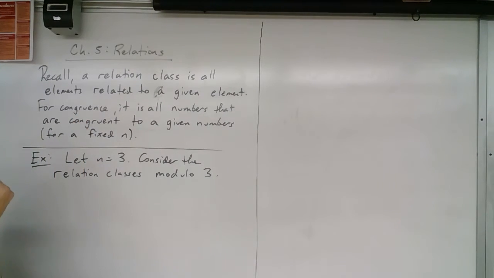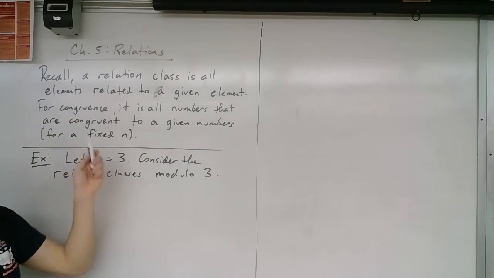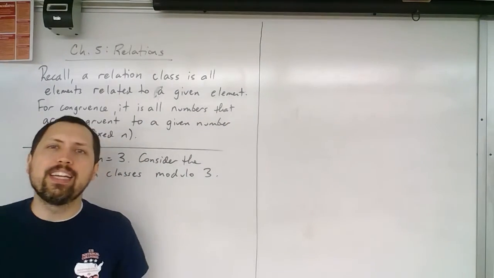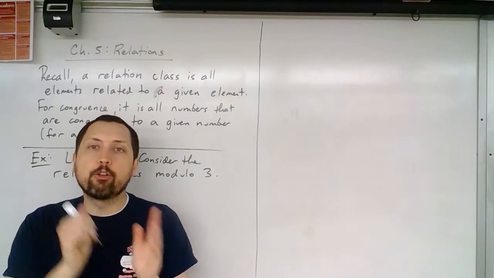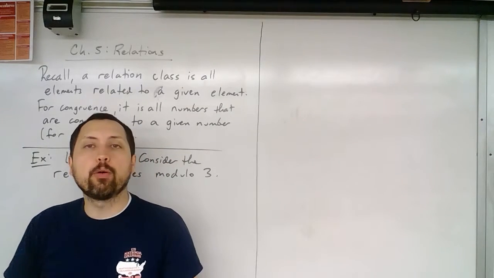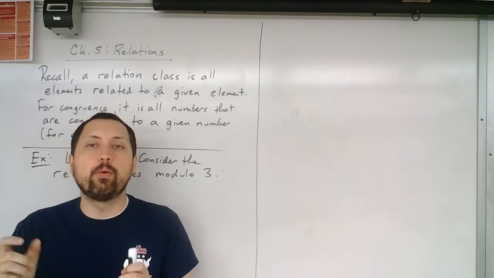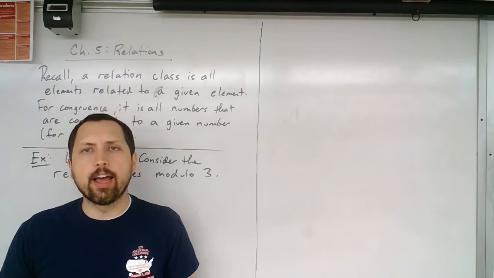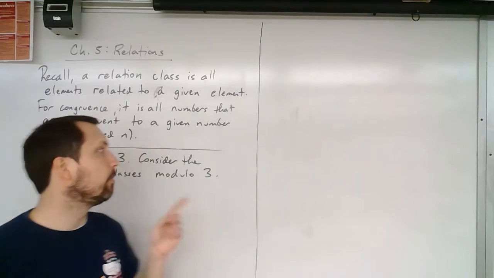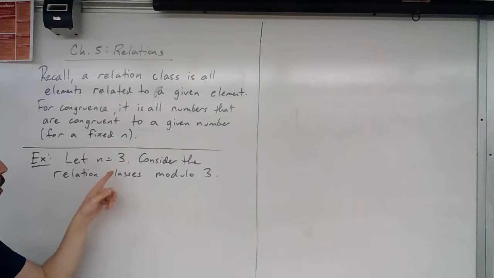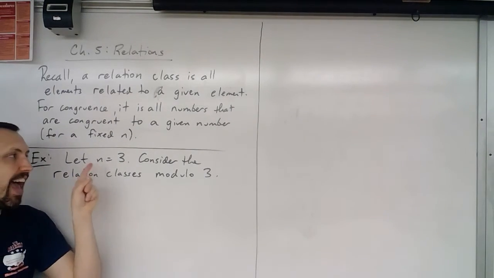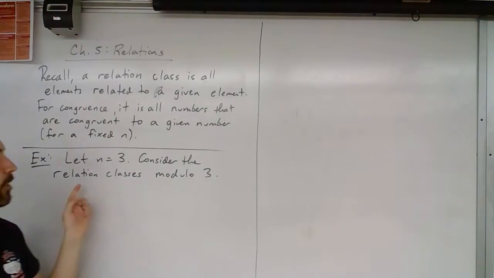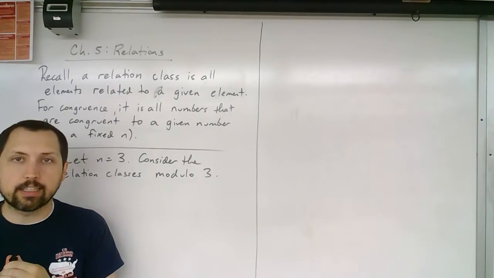For congruences, it is all the numbers that are congruent to a given number, and this is going to be for a fixed n. Technically the relation is really congruence modulo n, so the n really needs to be fixed when you're talking about this relation. But in general, just for intuition, we're really just talking about congruences still. If we take a look at an example, let's say n is equal to 3. We're going to study all of these relation classes modulo 3.